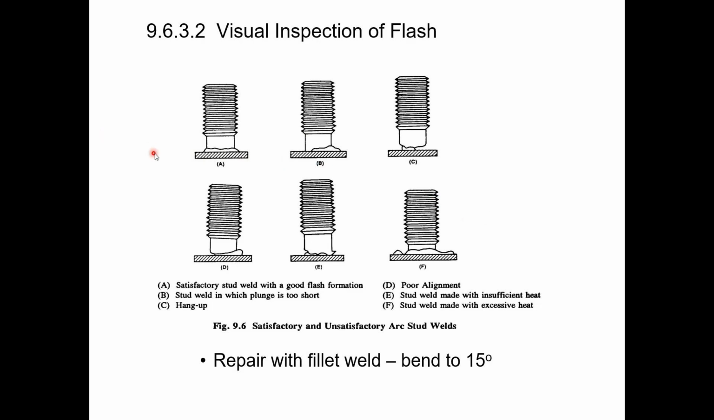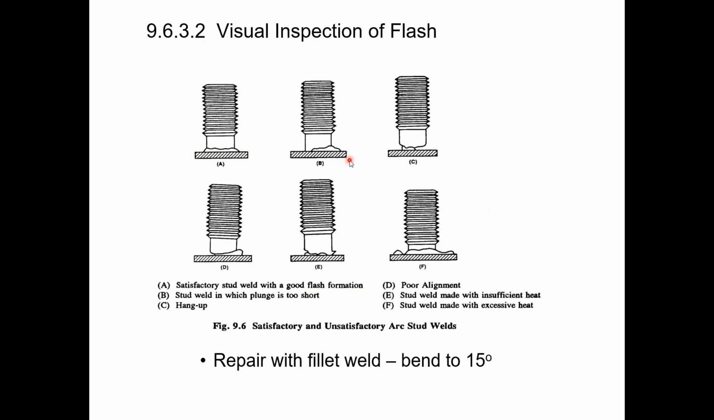The first one, what's shown here, this is A. So this is a satisfactory stud weld with a good flash formation. And I realize we're not looking at something that can show us all the way around, but we're going to pretend like we can see all the way around. And you can see how this is relatively even. You've got the evidence that you've had a good uniform plunge all the way through.